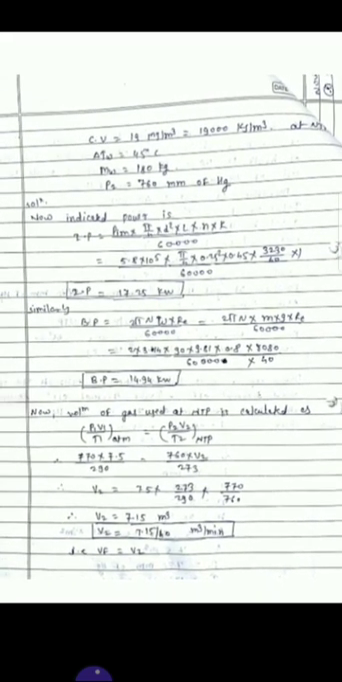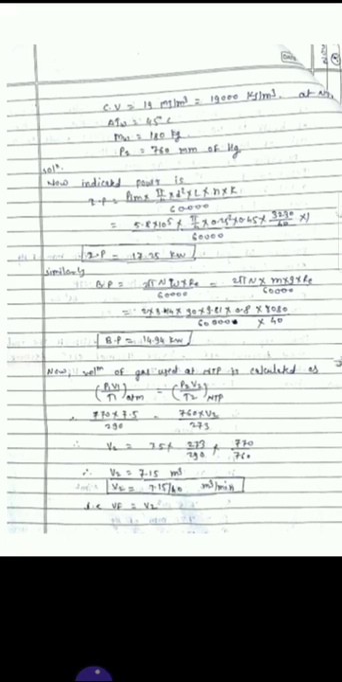So for this, first of all, we'll find out the two main important values, that is indicated power and brake power. How to find this? We know the formula for finding the indicated power is PIM into Vs into N into K divided by 60,000, where PIM is the indicated mean effective pressure, and Vs is pi by 4 D square into L into N into K. So we have to use this formula. All values are known to us.